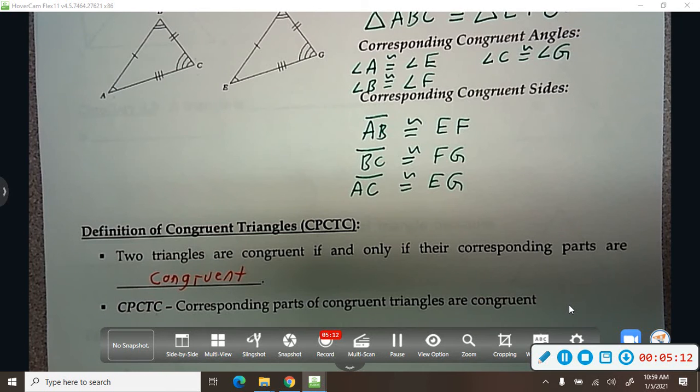Okay, so sometimes we're going to be doing proofs, and you might see that written as the last line, the CPCTC, and all it says is if you have corresponding parts of the congruent triangles that are congruent, then the triangles are also congruent.